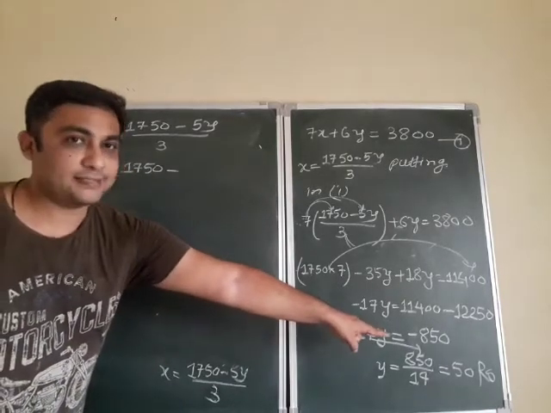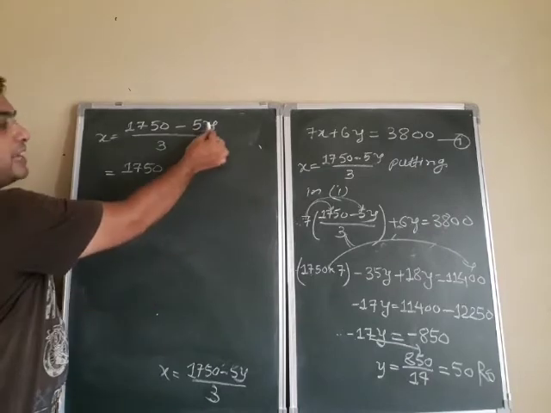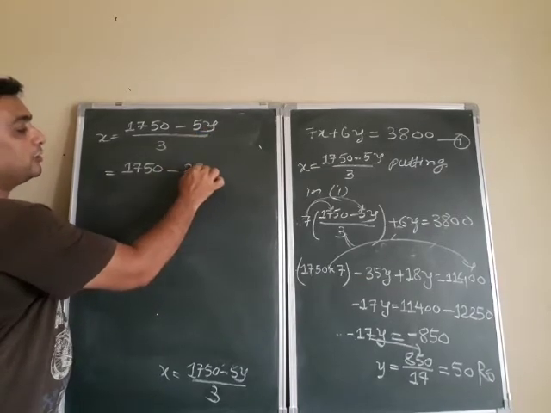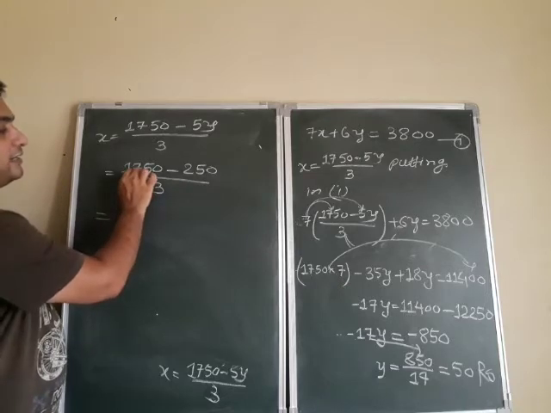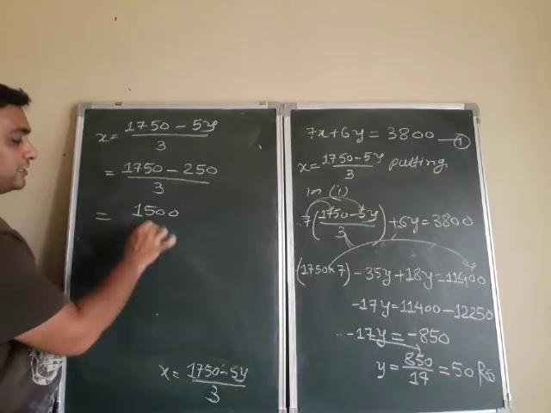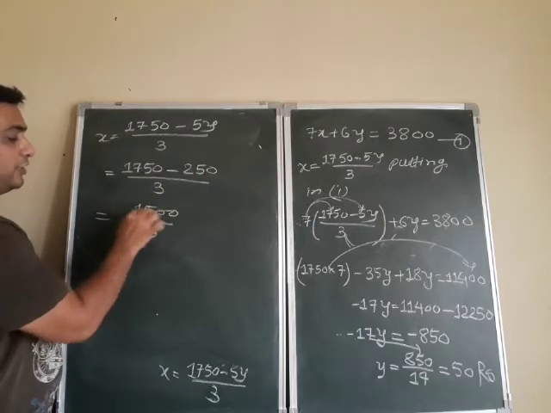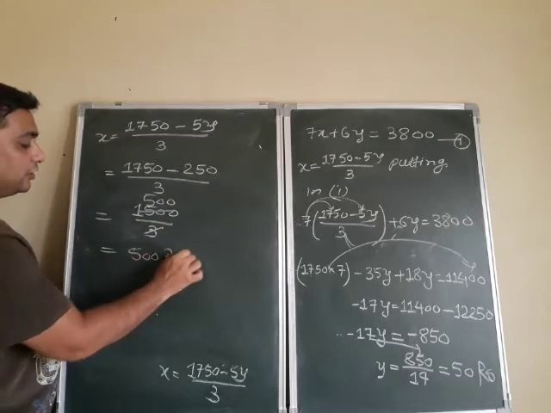So this is 1750 minus... see, the value of y is there. What is the value of y? 50 rupees. So you substitute 50. May I do directly? 50 into 5 comes 250, divided by 3. Now 1750 minus 250, so it's 1500, divided by 3. Now 3 5s are 15, so it's 500. So it comes to 500 rupees.